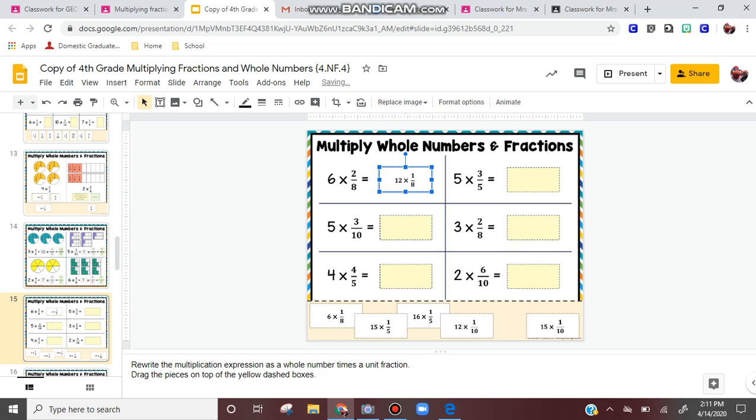So you're kind of going backwards here. So you're going to have one individual fraction, so 1/8. So you get to multiply those two together. So 6 times 2, which is 12. So there's that one. That was a little bit of a challenge.